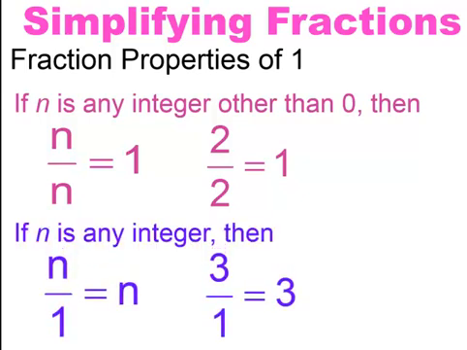The next property is that any integer can be turned into a fraction by putting it over 1. So every integer can have a denominator of 1. Now, if you are simplifying and you end up with an integer over 1, it will have to be simplified to simply the integer that it is. So n over 1 equals n, or 3 over 1 equals 3.